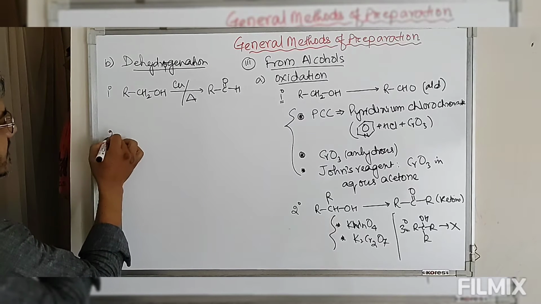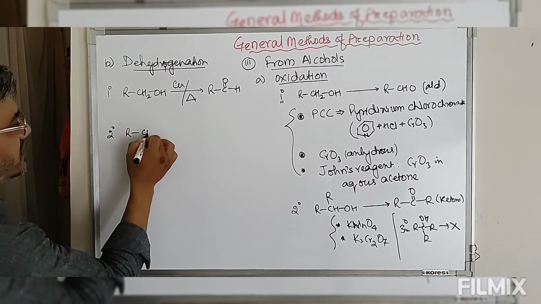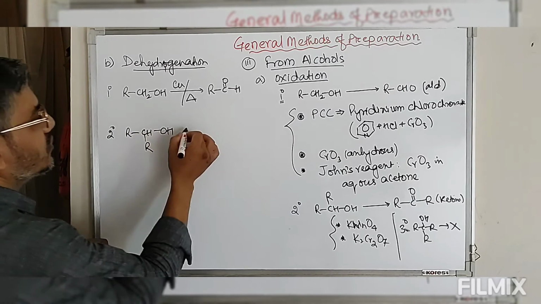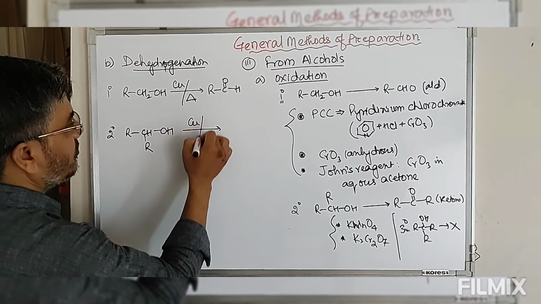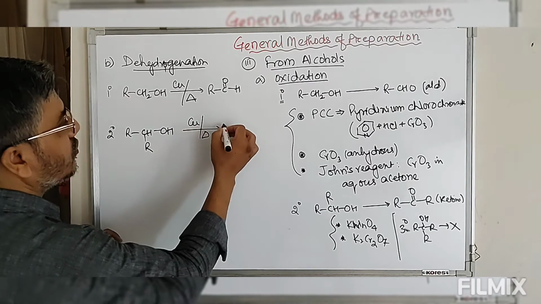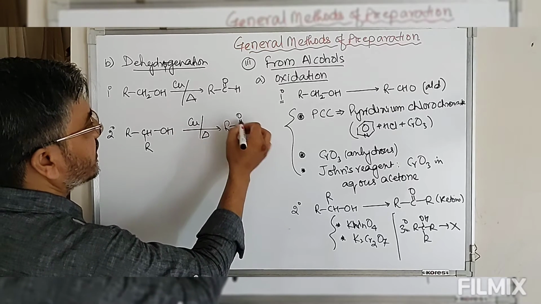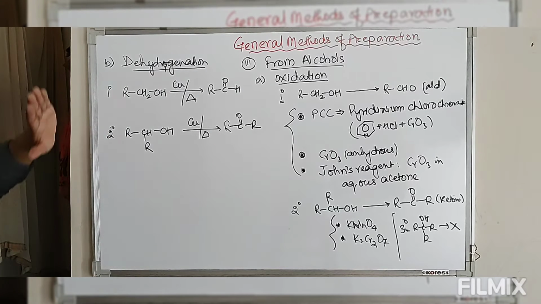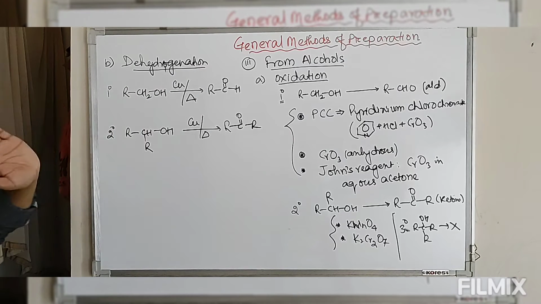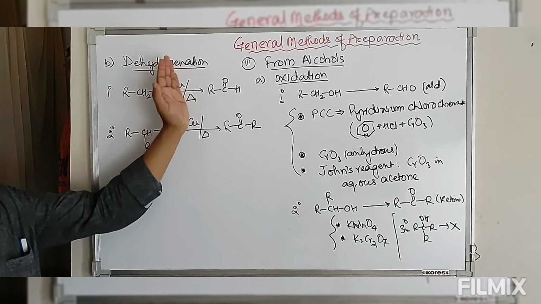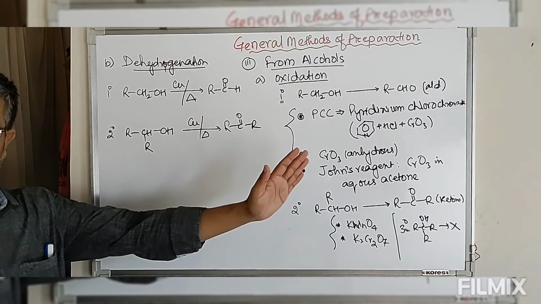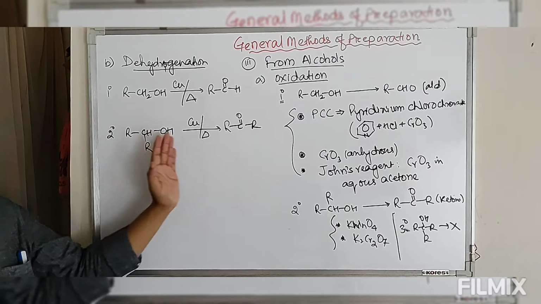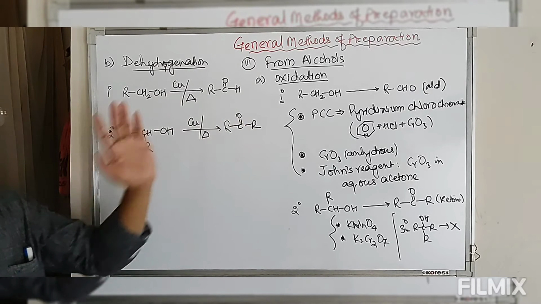But if you are starting with secondary alcohol RCHROH, these secondary alcohols on heating with copper powder are oxidized to give the corresponding ketone. So again look at this. If the starting alcohol is primary, all primary alcohols on heating with copper powder give you aldehyde. Secondary alcohol gives you ketone.